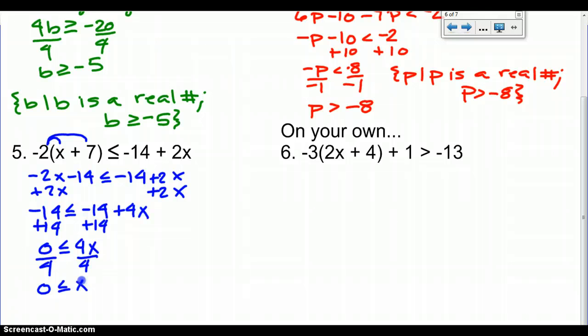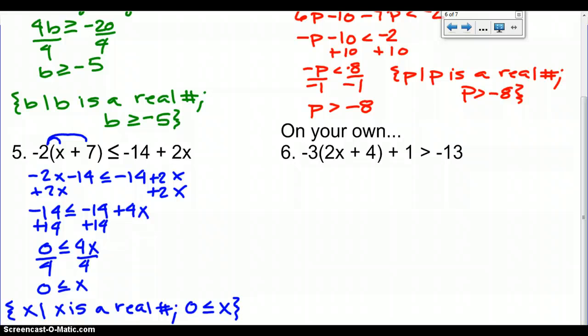So that's our inequality. And to write that in set builder notation, we have to define our variable of x, and then x is a real number. Have our semicolon, and then write our inequality and close our bracket. And that is set builder notation.